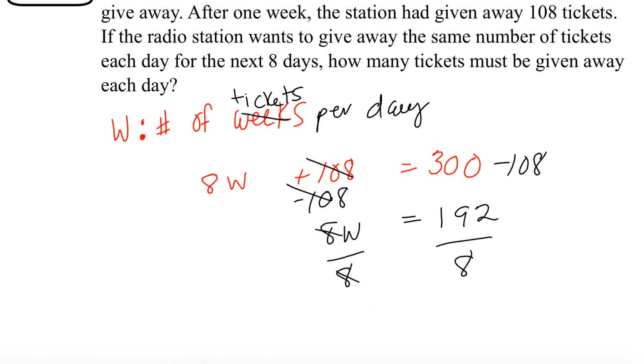Writing the equation is probably the most difficult part. And 192 divided by 8 looks like about 24, right? So they have to give away 24 tickets a day for the next 8 days to use up the 300 tickets.